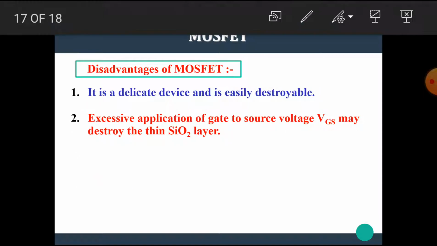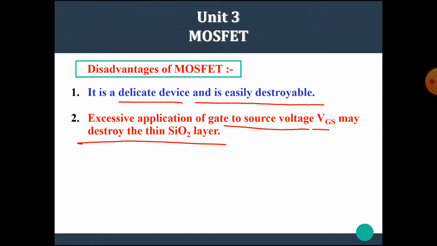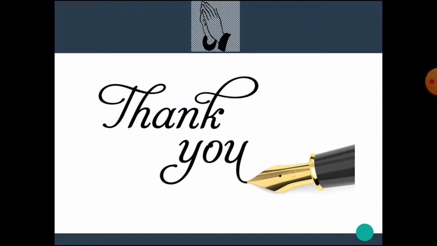There are some disadvantages of the MOSFET, such as it is a delicate device and is easily destroyed. The second disadvantage is that excessive application of the gate to source voltage VGS may destroy the thin SiO2 layer. Okay, I hope you all now understand the working of the N channel D MOSFET and N channel E MOSFET.